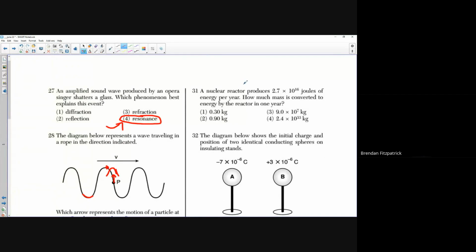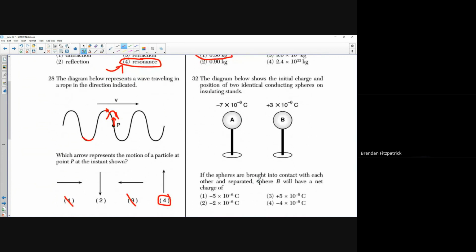31, a nuclear reactor produces that much energy per year. How much mass is converted per year? E equals mc squared. So I'm just going to take that energy and divide it by the speed of light squared. So 2.7 times 10 to the 16 divided by 3 times 10 to the 8 squared. I did put a -8 by accident in the exponent. There we go. It's just 0.3 kilograms. 31 is choice 1.